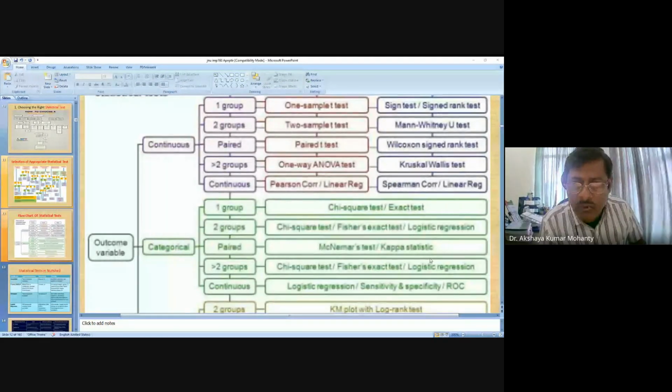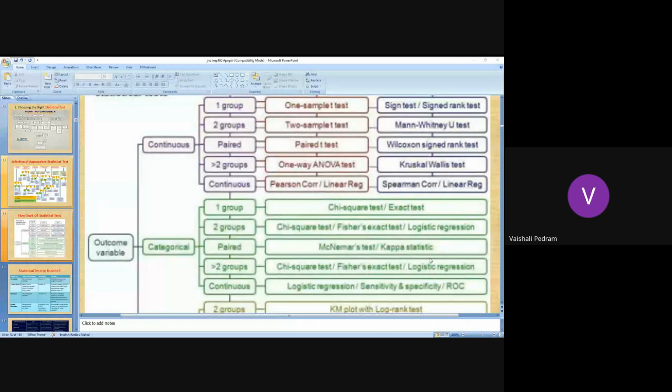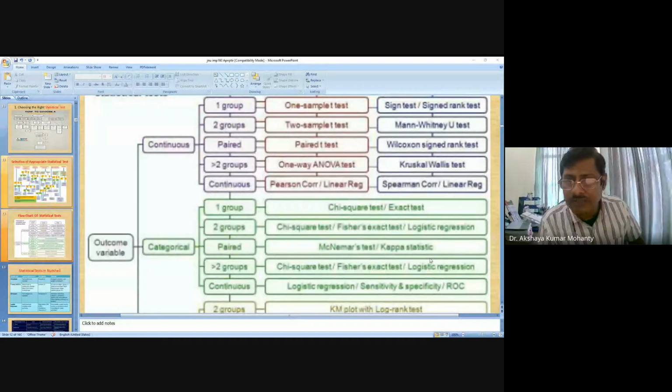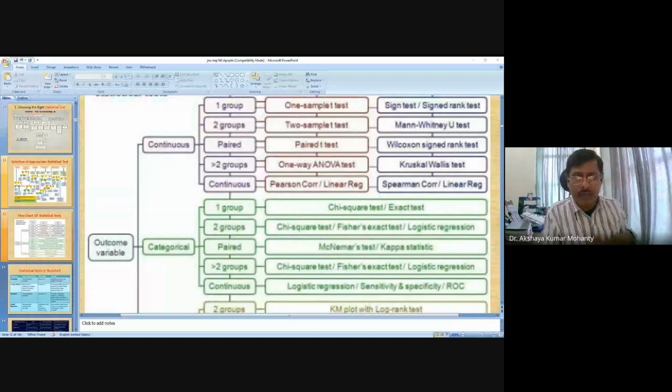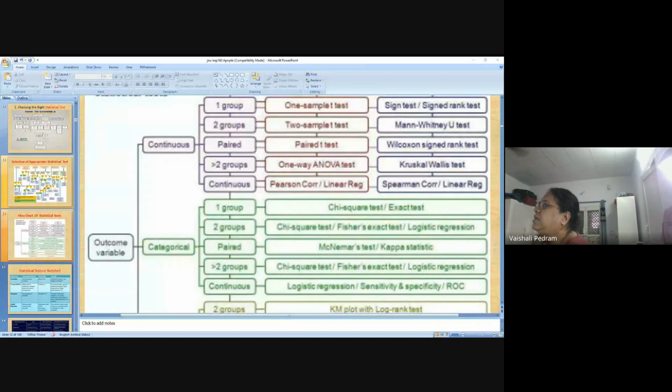Tell your name. Baisali Pedram. Yeah, okay. Show your face, please, ma'am. Yeah. So tell me, Spearman correlation slash linear regression. Non-parametric because the data is non-normally distributed.